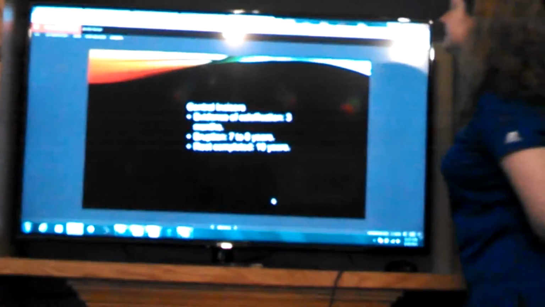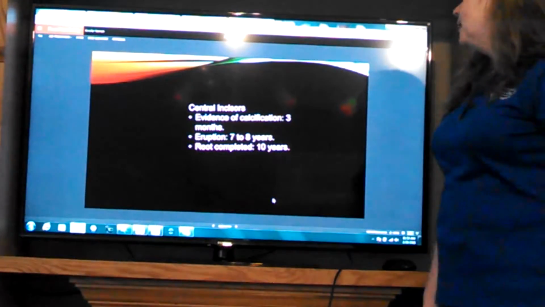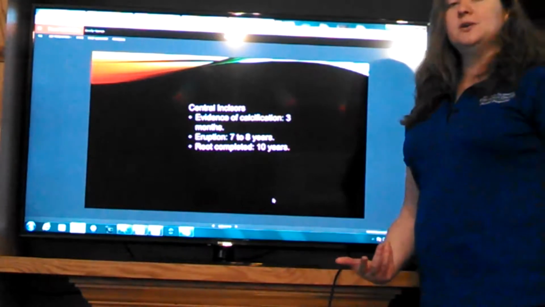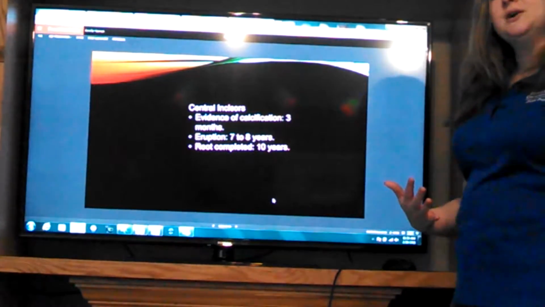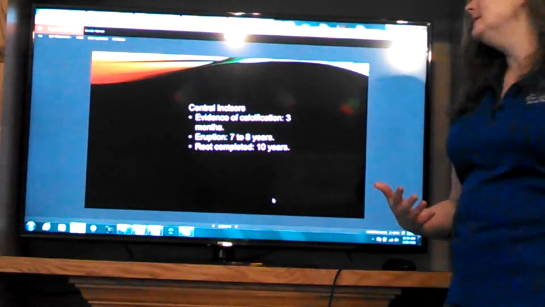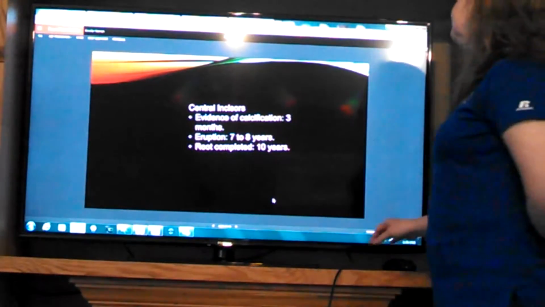Alright, central incisors. The evidence of calcification starts at 3 months of age. Eruption starts at 7 to 8 years old. Again, that's plus or minus 6 months, depending on the child's developmental process. And root completion is done at 10 years.